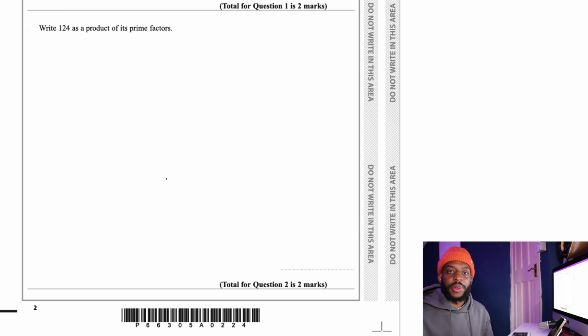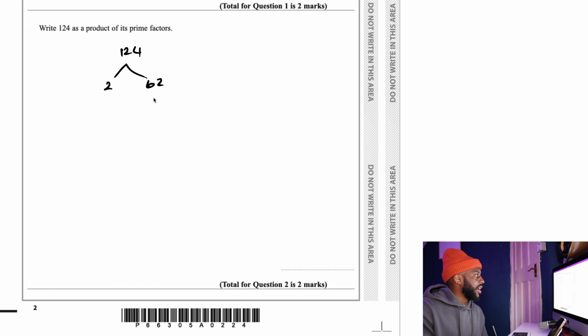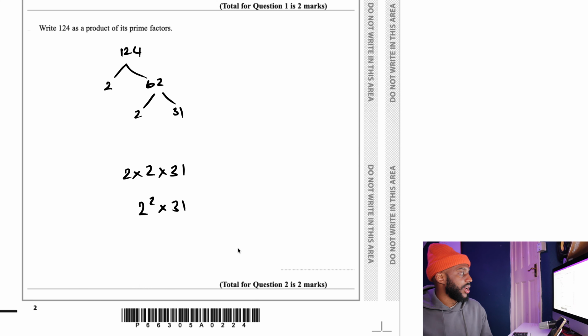In this question, we need to express a number as a product of its prime factors. So when I'm breaking these numbers down, I like to start off with the lowest prime factor possible. So we've got 124. The lowest prime is going to be 2. So 124 divided by 2 is going to give us 62. Again, I can use 2. It's going to give us 31. And at this stage, that's it. So we just write it out as 2 times 2 times 31, and that's our answer. Or you can put 2 squared times 31. Up to you.